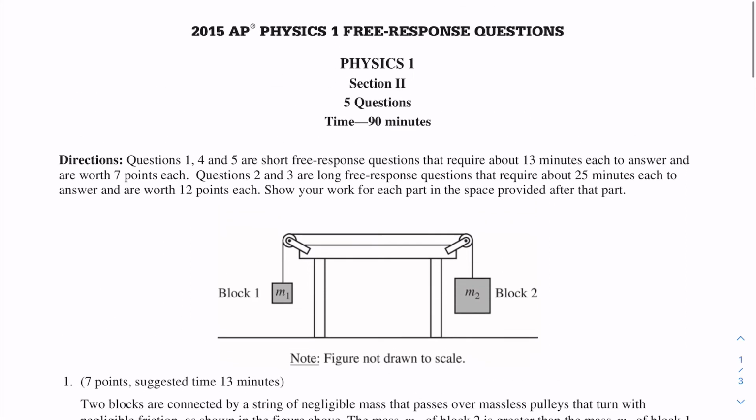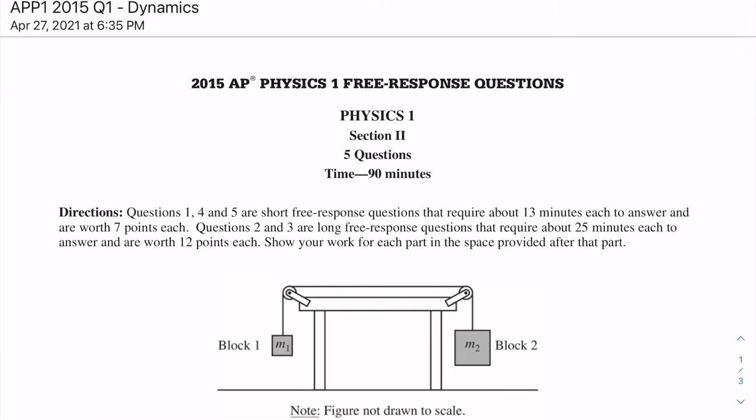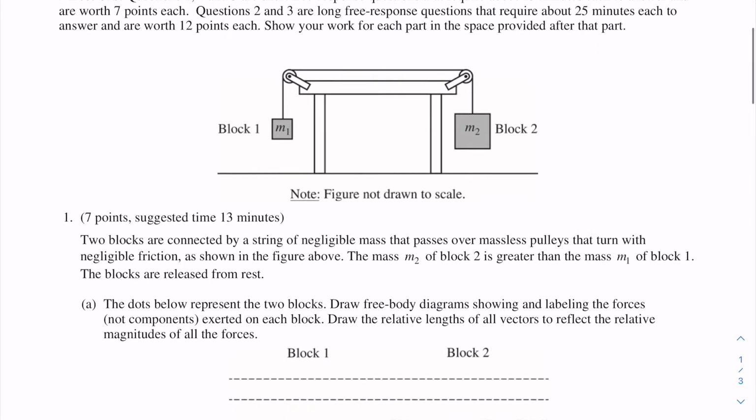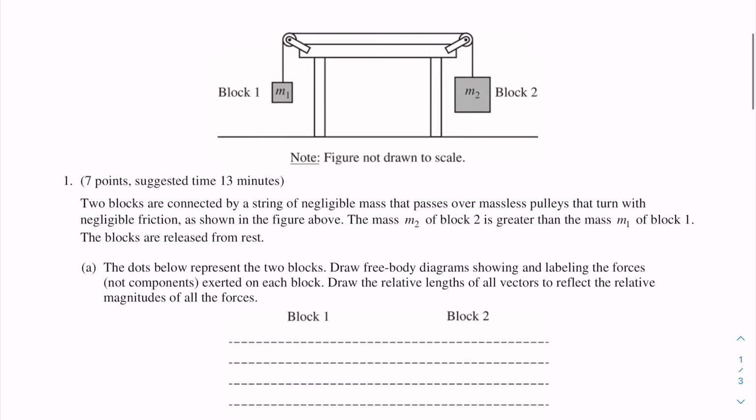Hey guys, I'm back to talk about another AP Physics 1 free response question, and this time I'll be talking about 2015's question 1. So for this question, we're given that two blocks are hanging from a pulley system that are connecting them to each other.